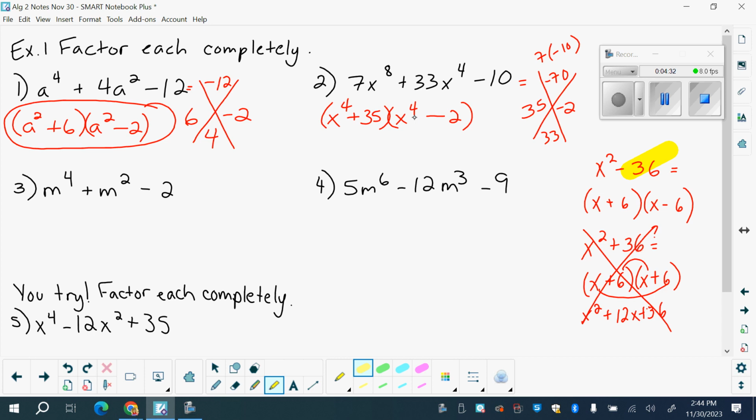Divide. Yeah, divide by the 7. So in order to make this x work, we had to take the 7 times the negative 10. So we have to divide that 7 out. So it divides out of here, x to the 4th plus 5. And then this 7 slides to the front. 7x to the 4th minus 2. Will either one of those factor again?